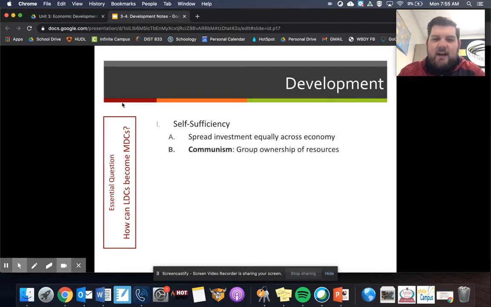Another word for this is communism. So when you see self-sufficiency, you should think of communism. Again, this is going to be on your test, these three different theories on development. This is the group ownership of resources. Because everything's spread out equally, it is group ownership of things.